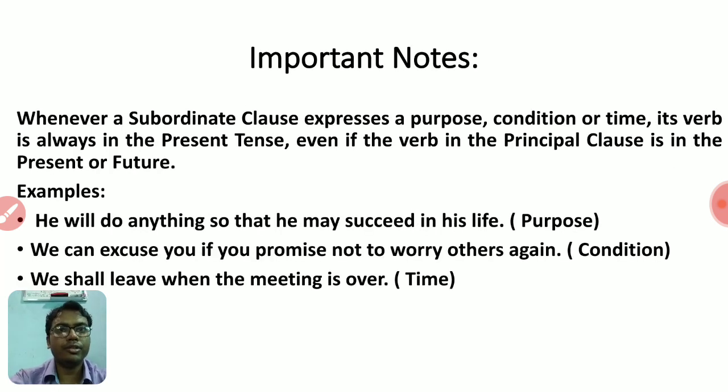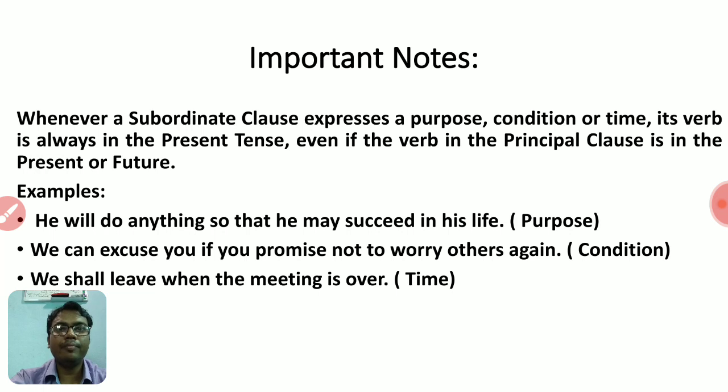Some important notes. Whenever a subordinate clause expresses a purpose, condition, or time, its verb is always in the present tense, even if the verb in the principal clause is in the present or future. Let's see some examples. He will do anything so that he may succeed in his life. Now "he will do anything" is your principal clause, "so that he may succeed in his life" is the subordinate clause, and this sentence denotes purpose.